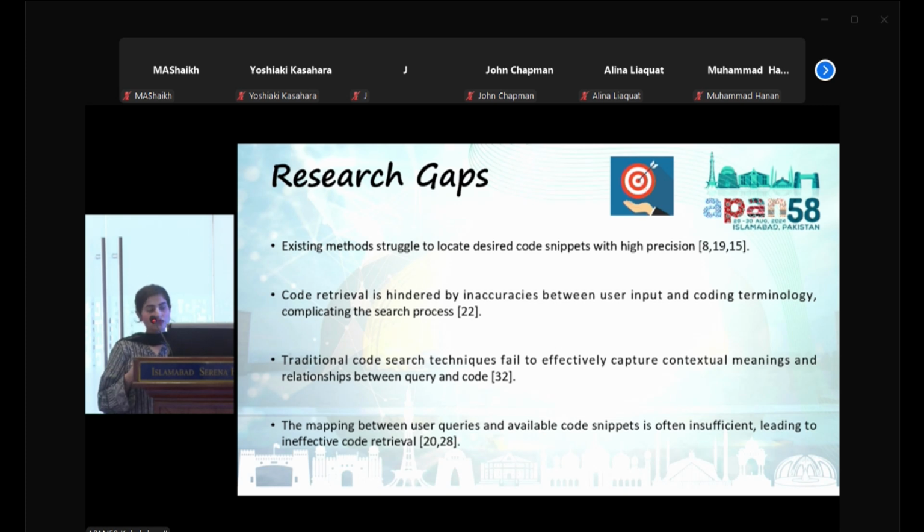So these are the research gaps. Existing methodologies struggle to locate desired code snippets with high precision. Second, code retrieval is hindered by the inaccuracies between user input and code terminologies, complicating the search process. Traditional code search techniques fail to effectively capture the contextual meaning and the relationship between the query and the code. And the last one is that the mapping between the user query and the available code snippets is often insufficient, leading to ineffective code retrieval.